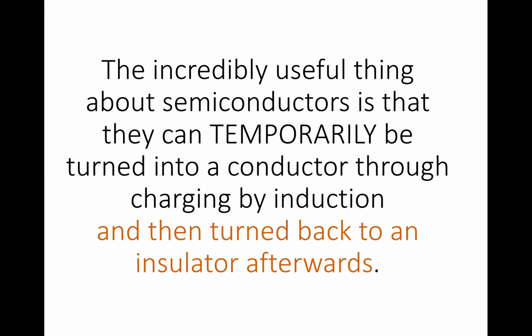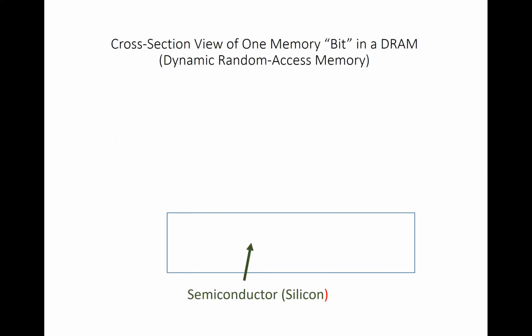So the incredibly useful thing about semiconductors is that they can temporarily become conductors. And then once you're done with that, you can have them go back to being an insulator again. That is a tremendously useful thing. And the way that it's useful, okay, let's build ourselves a DRAM again. Remember, a DRAM is just a memory cell in a computer. So what we're going to talk about is a bit. This is where we store a 1 or a 0.